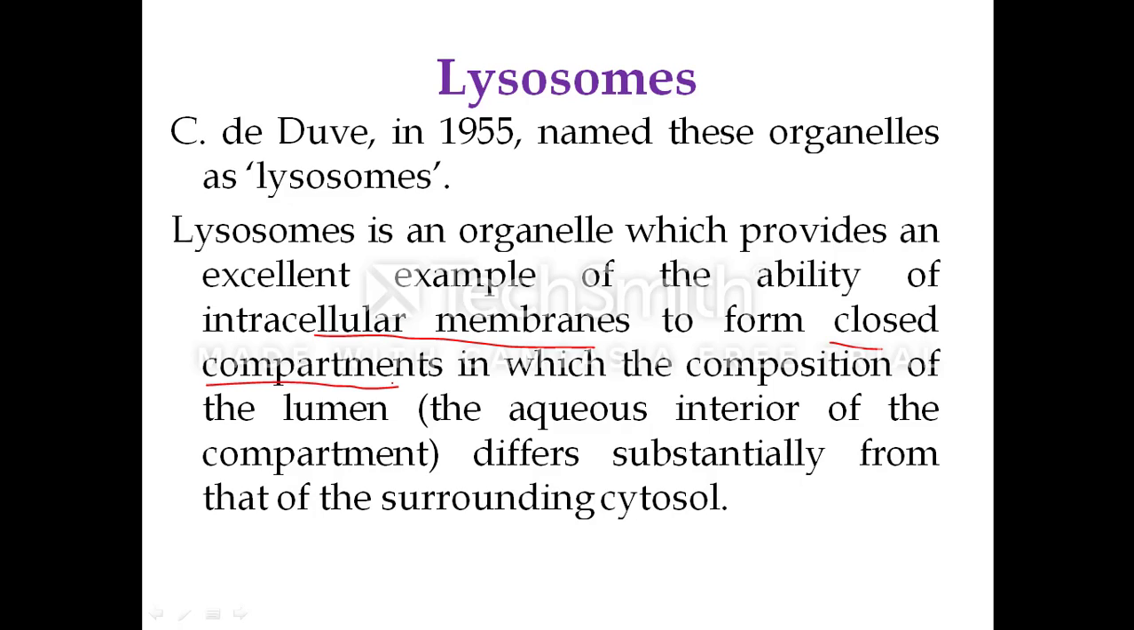These are the closed membranous components which are filled with lytic enzymes, in which the composition of the lumen, or the content of these closed compartments, differs from that of the surrounding cytosol. So Dewey in 1955 identified and named them lysosomes. But when the composition was checked, there was a lot of difference. The cytosol content was entirely different from that of the lysosomes, which were filled with lytic enzymes.